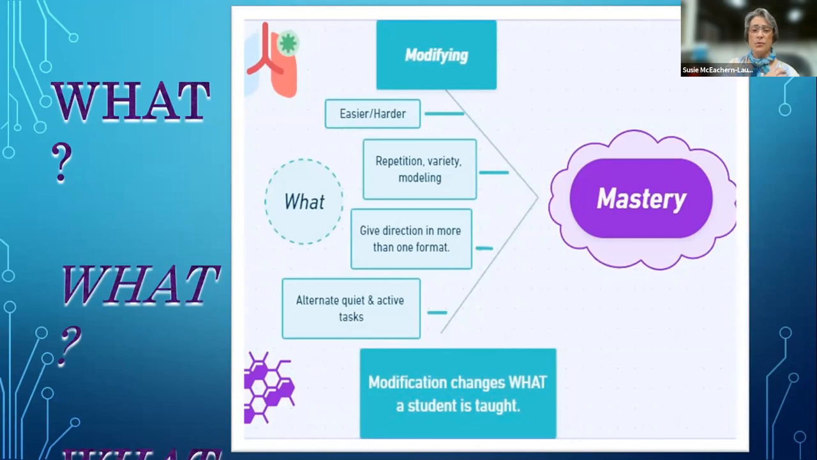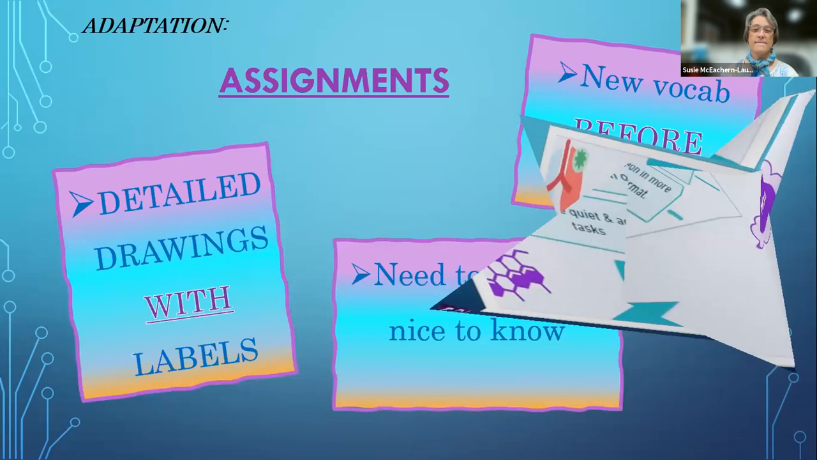And one of the things with modification is that if you alternate between a quiet task and an active task, that also helps with that brain drain, which pushes to the mastery and keeps up the rigor of your content. All right.